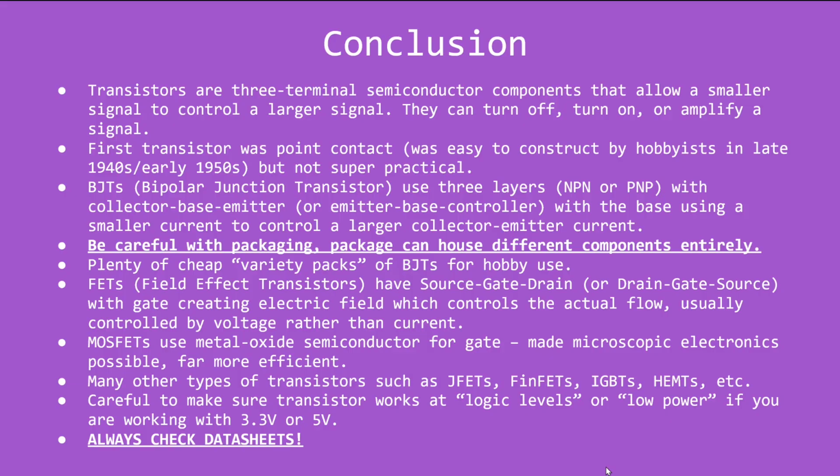They use a source gate drain or drain gate source, and they're controlled by voltage instead of current. We mentioned MOSFETs, and the MOS part is metal oxide semiconductor for the gate. MOSFETs made microscopic electronics possible and far more efficient. We talked about other types: JFETs, FinFETs, IGBTs, HEMTs, GOFETs, etc. Always be careful that the transistor works at logic levels or low power, especially if you're working with just 3.3 volts or 5 volts.